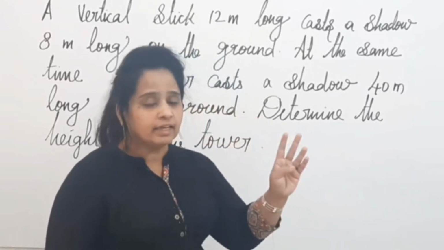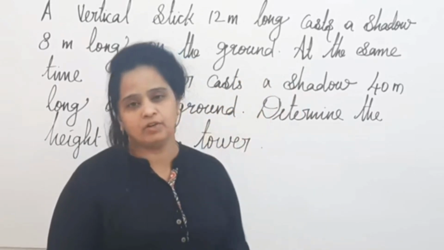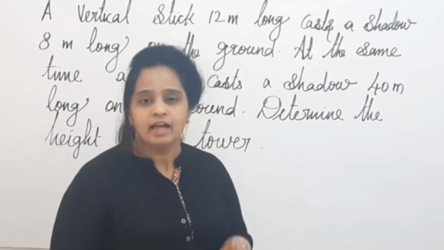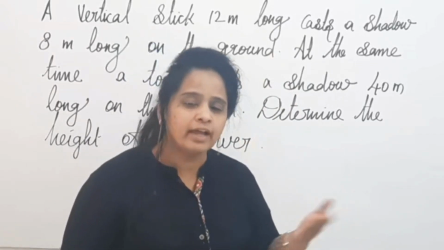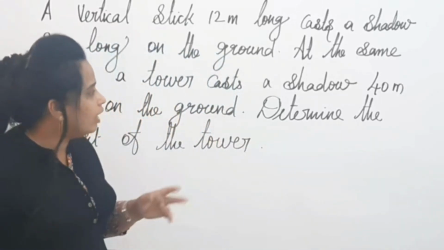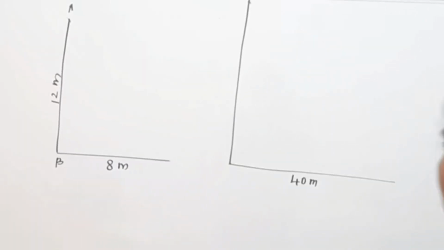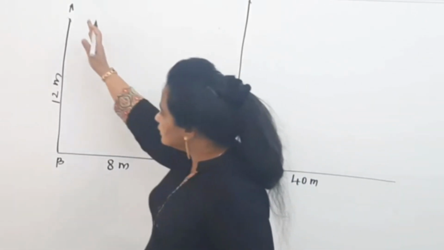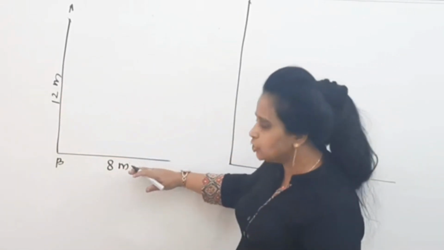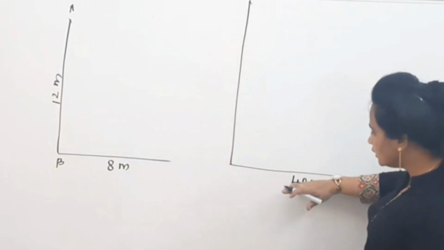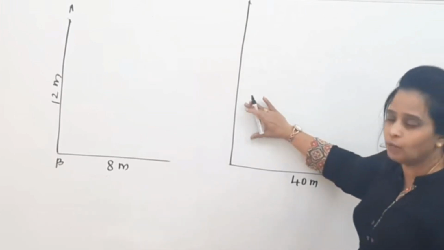And the second thing is the stick and the tower always stand perpendicular. So you got your two angles here, and those two angles are equal. Then we can say those two triangles are similar. Now I am going to draw the diagram for this question. Children, now you can see here, this is the vertical stick of 12 meter, casts a shadow 8 meter, and the tower casts a shadow 40 meter. The question is, what is the height of the tower?